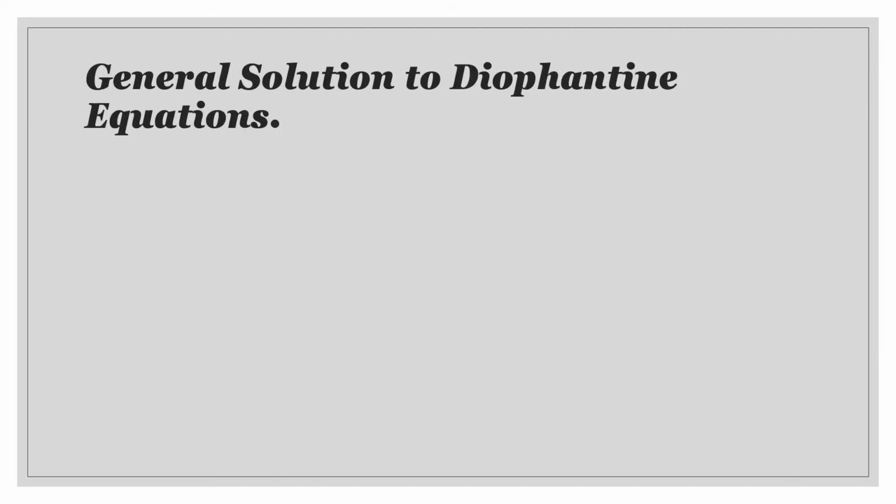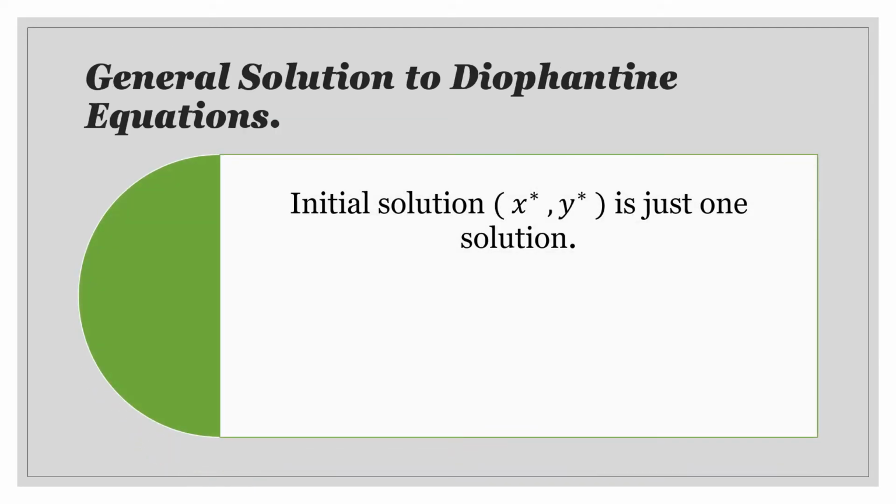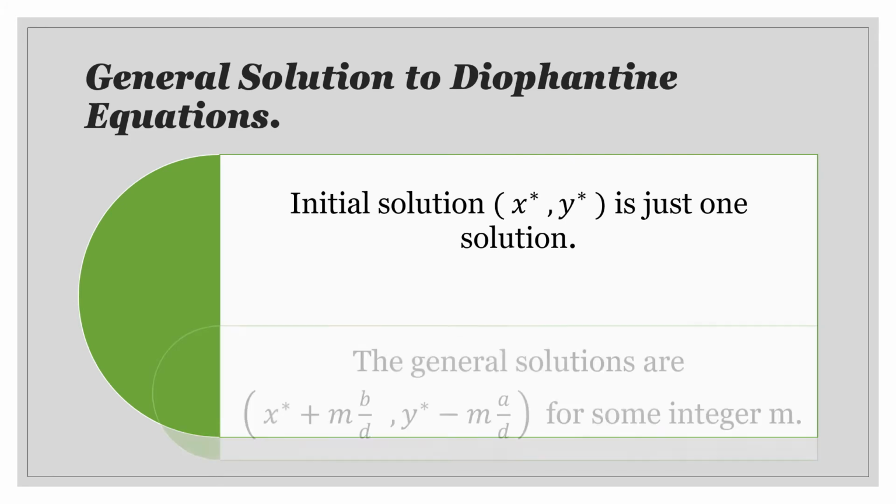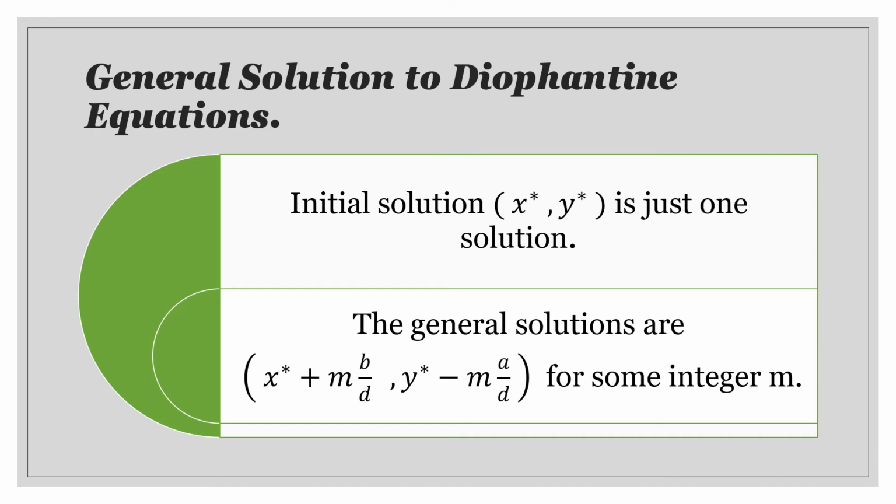And the general solution for the equation will be, if the initial solution is already obtained as x star, y star, then the general solution will be x star plus any integer m times b by d as the x value, and the y value will be y star minus m times a by d.